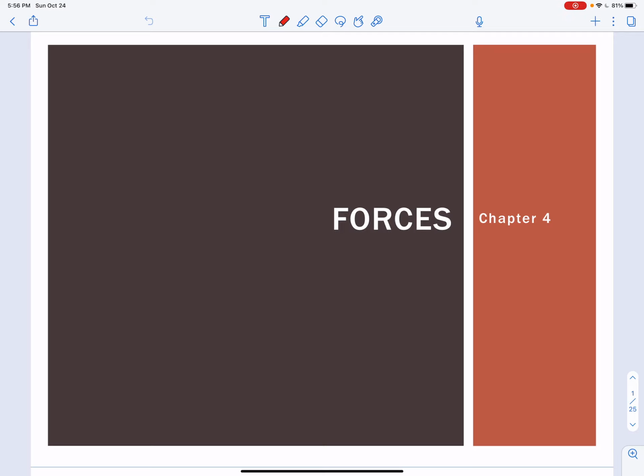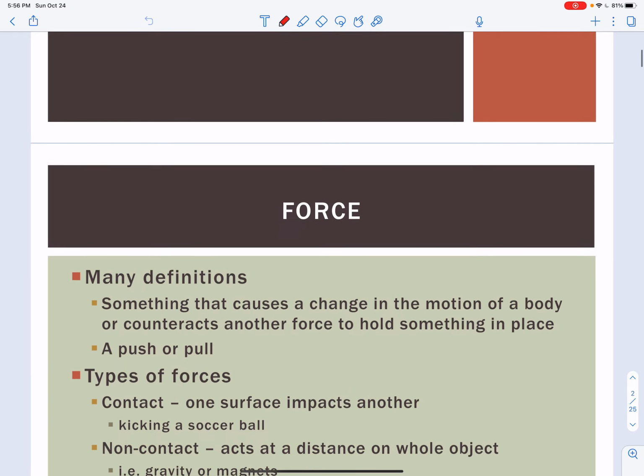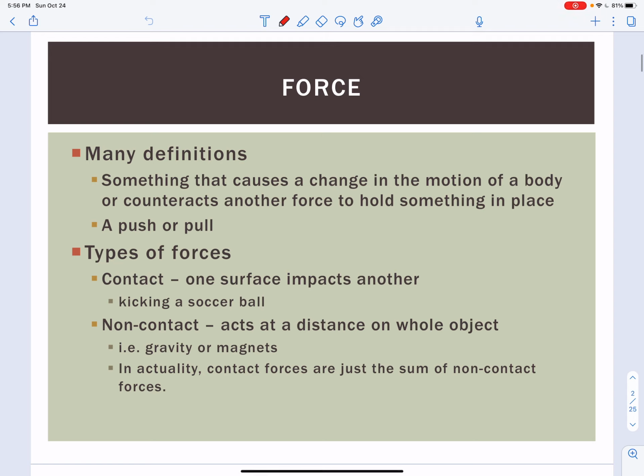We're really going to get into what is causing motion, or what is changing motion, really, is what we should say with forces. So what, first off, is a force? A force is a thing that will change the motion of a body or will counteract another force and make sure that it holds in place.